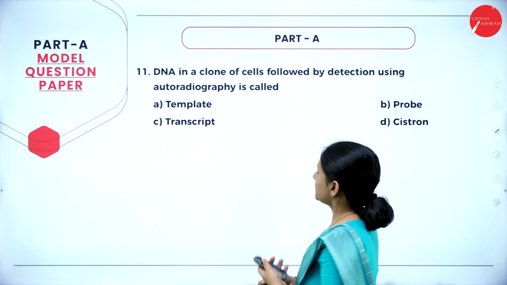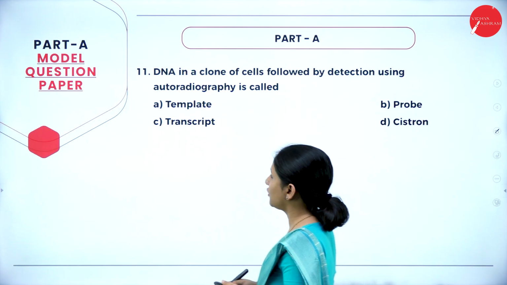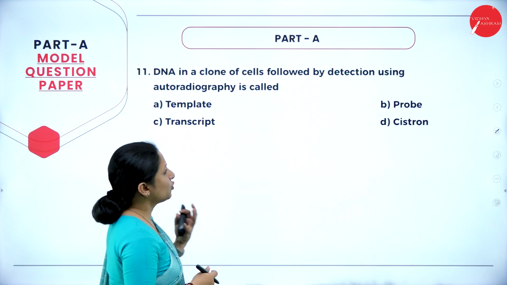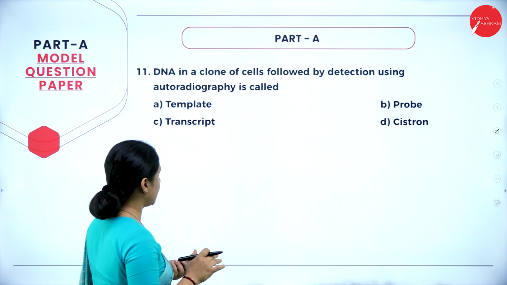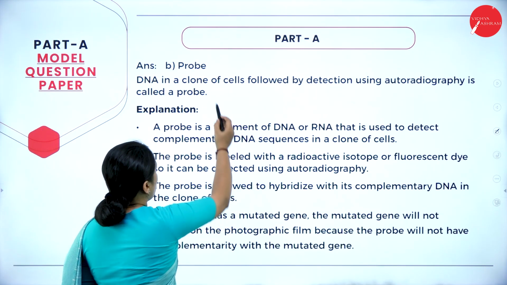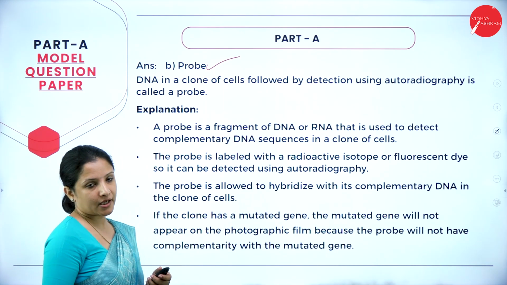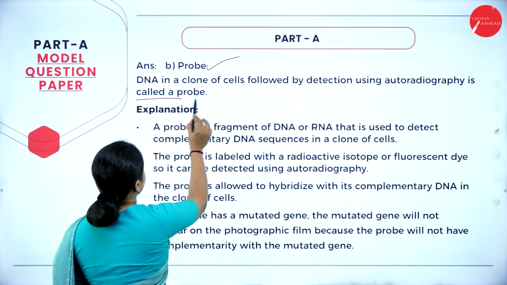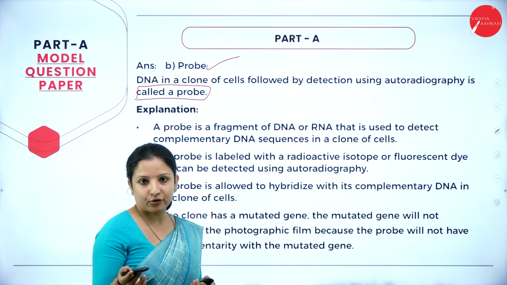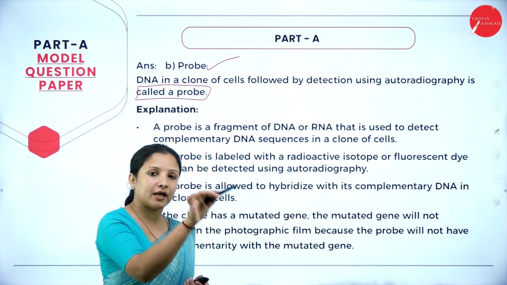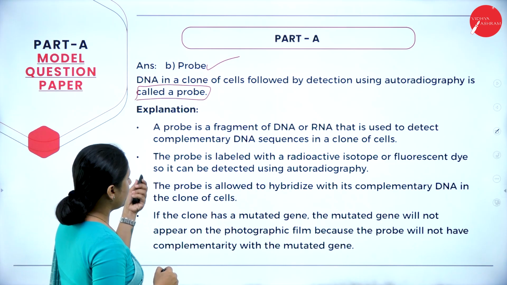So, moving further, DNA in a clone of cells followed by detection using autoradiography is called. So, how do we detect the DNA of our interest? By using the autoradiography technique. So, we detect it by using a probe. So, we need a probe. So, DNA in a clone of cells followed by detection using autoradiography is called a probe. So, we introduce a probe, and that probe can be identified in the autoradiography procedure. So, with that we will get to know that the DNA of our interest is present there and we can isolate that. So, the explanation for that is given here, wherein a probe is a fragment.